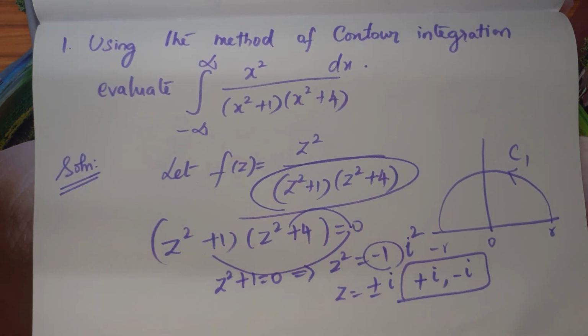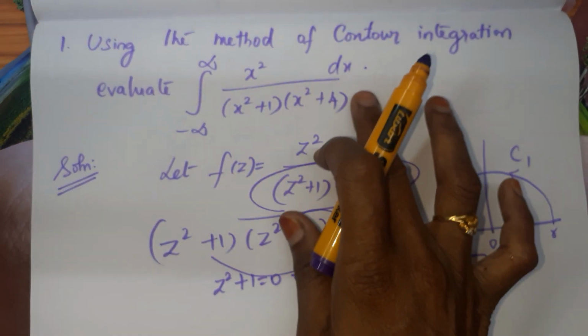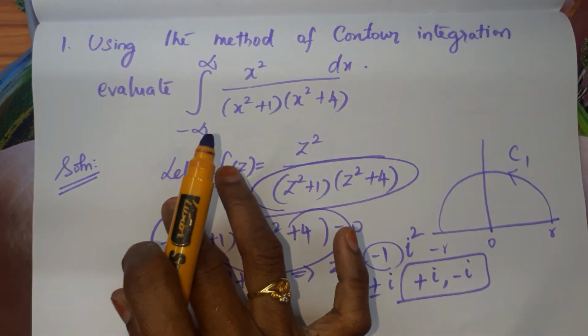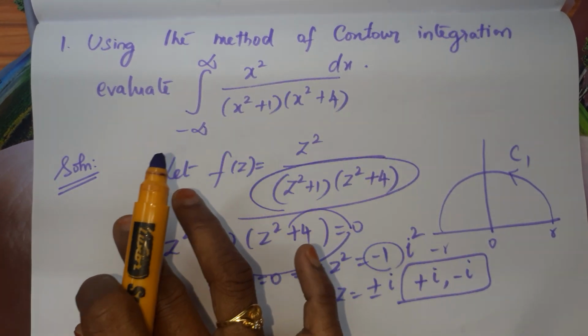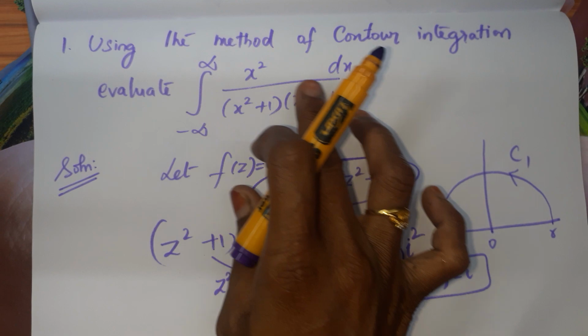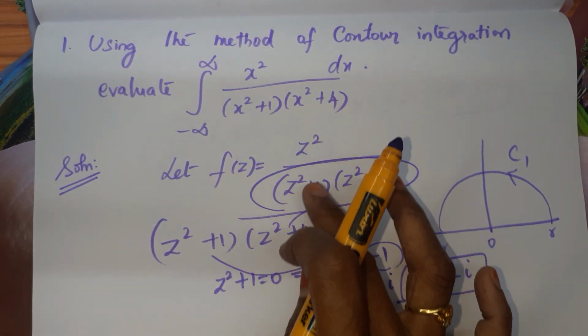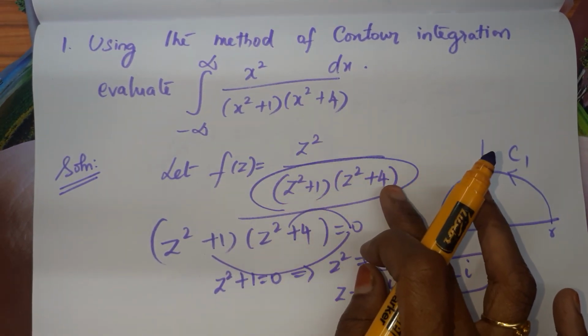This is the first problem we are going to see now. Using the method of contour integration, evaluate the integral from minus infinity to plus infinity x squared by x squared plus 1 into x squared plus 4 dx. The first step is you take the given term as f of x, and from that you convert x to z. So find f of z. F of z is equal to, convert every x to z, so z squared by z squared plus 1 into z squared plus 4.